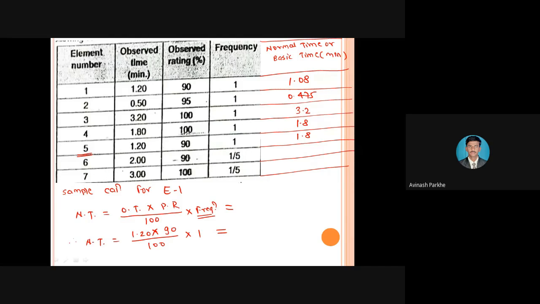Then for the 6th and 7th, the frequency is 1 by 5. Therefore, whenever I am calculating the normal time for the 6th and 7th element, for the final answer you have to multiply by 1 by 5 because the frequency is 1 by 5. Therefore, tell me the normal time for the 6th element. Observed time is 2, performance rating is 90 divided by 100 into 1 by 5, because you have to multiply by frequency. Please check your answers. Observed time is 2 into performance rating 90 divided by 100 into 1 by 5. Yes, how much?